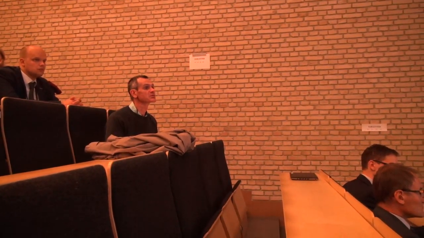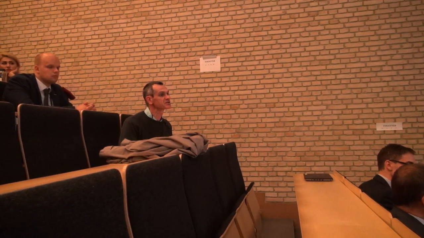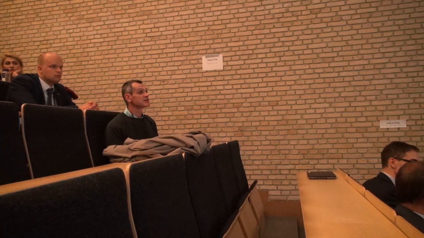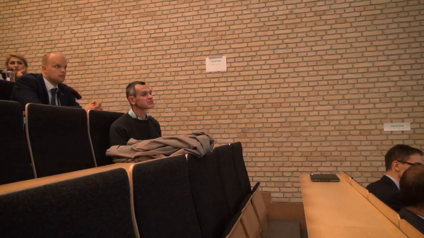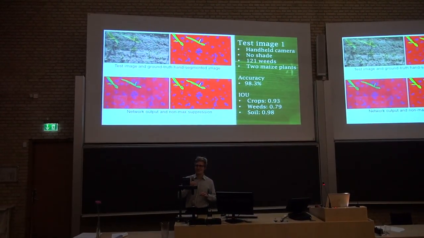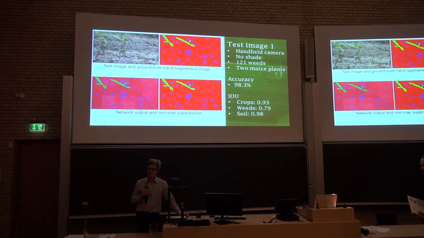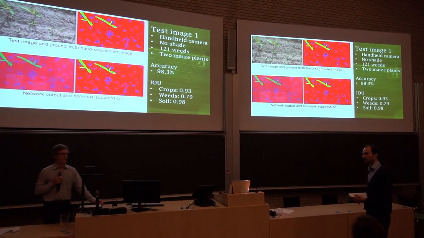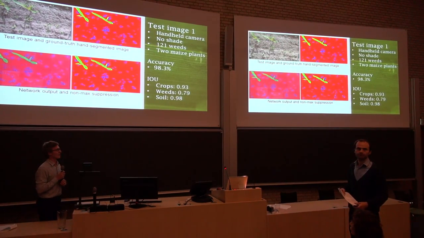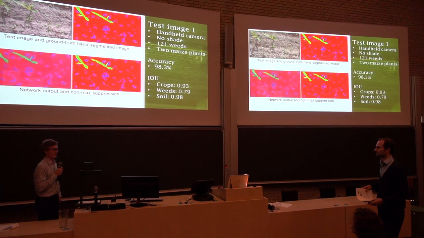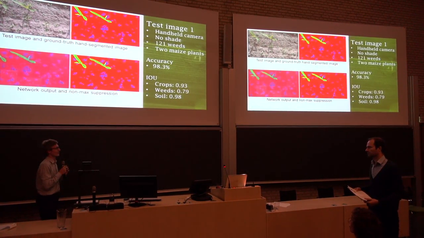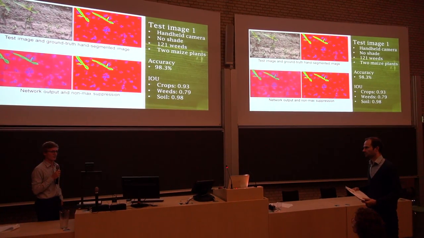Did you test the classification by SVM, support vector machine, to discriminate the different weeds, instead of a neural network? If I try different approaches? I haven't used different approaches for this semantic segmentation. I've used them for single weed classification, but not this pixel-wise classification. I haven't used other approaches.